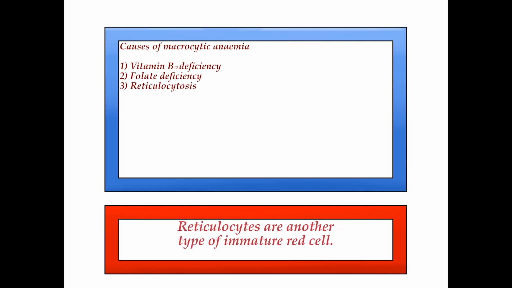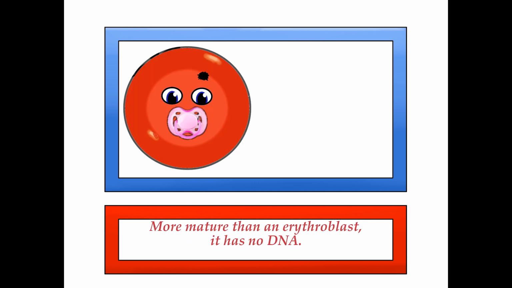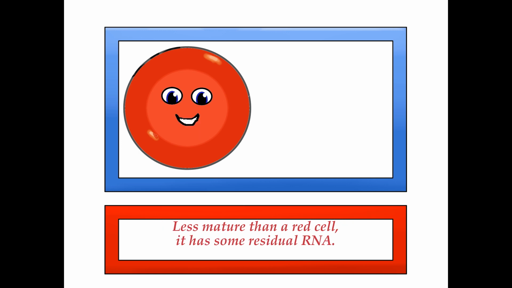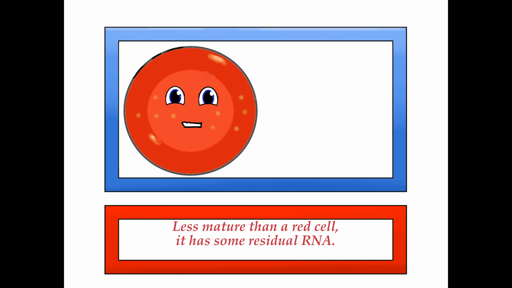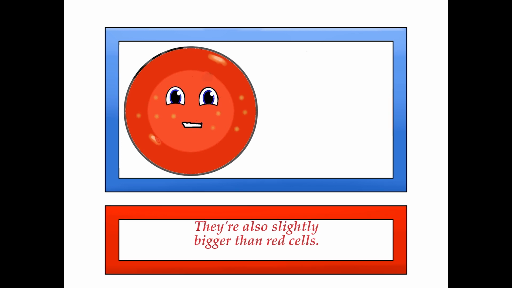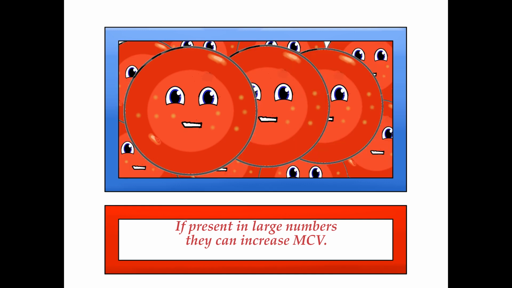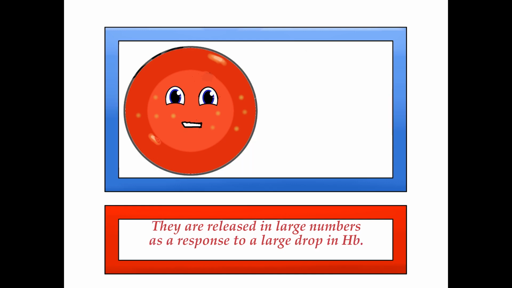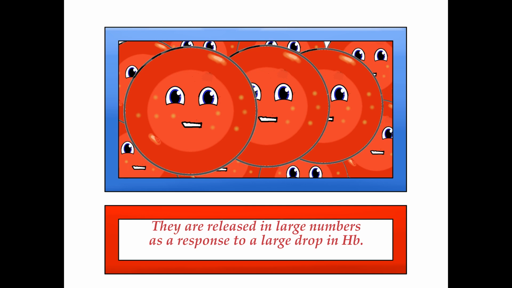Reticulocytes are another immature cell type. They're not as immature as an erythroblast, they don't have any DNA, but they're less mature than a red cell. They have some residual RNA in the cells. They're also a bit bigger than red cells, so they need to be in relatively large numbers to cause a rise in MCV. Reticulocytes are released in large numbers as a response to sudden blood loss.